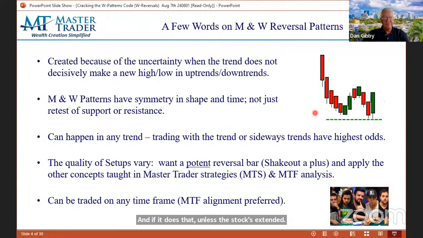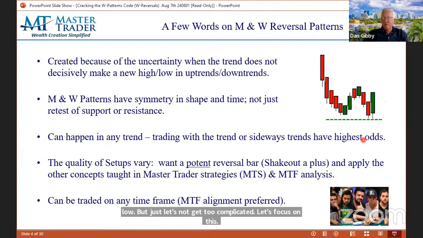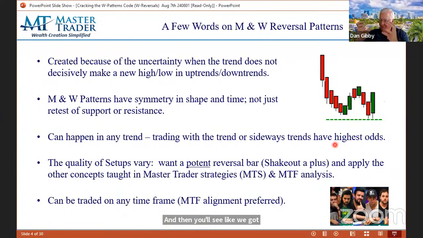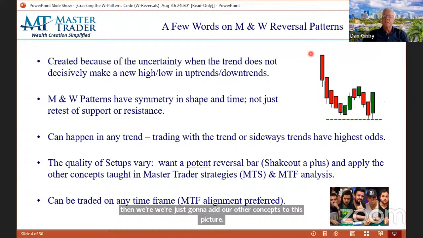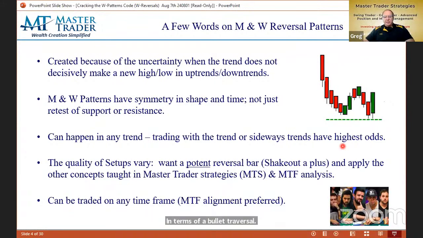But let's not get too complicated. Let's focus on this, and then you'll see we have many examples, as we always do. We're going to take this beautiful picture and focus for the most part on daily charts, a couple of 15-minute charts. Then we're just going to add our other concepts to this picture in terms of a bullish reversal.